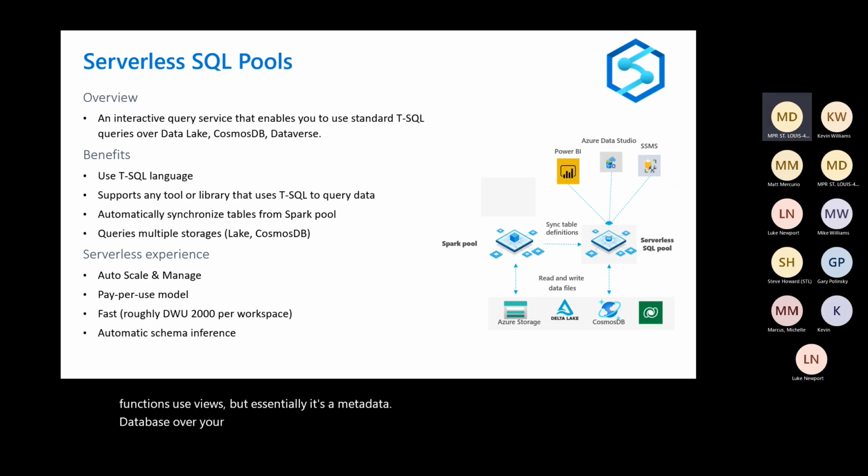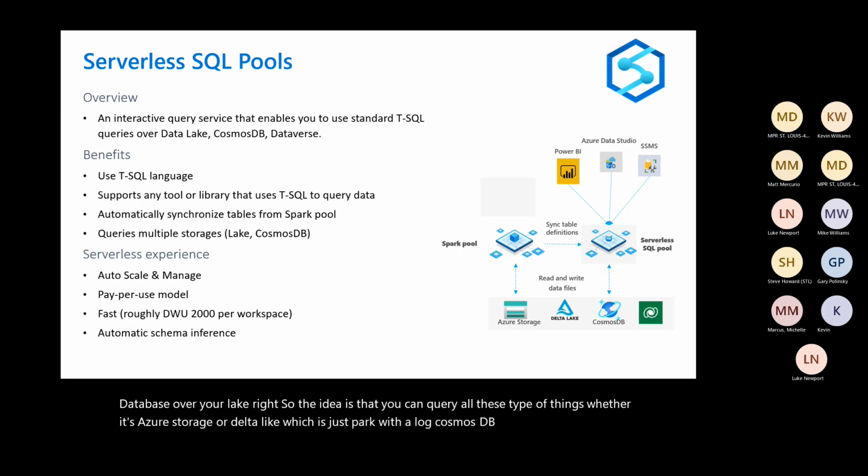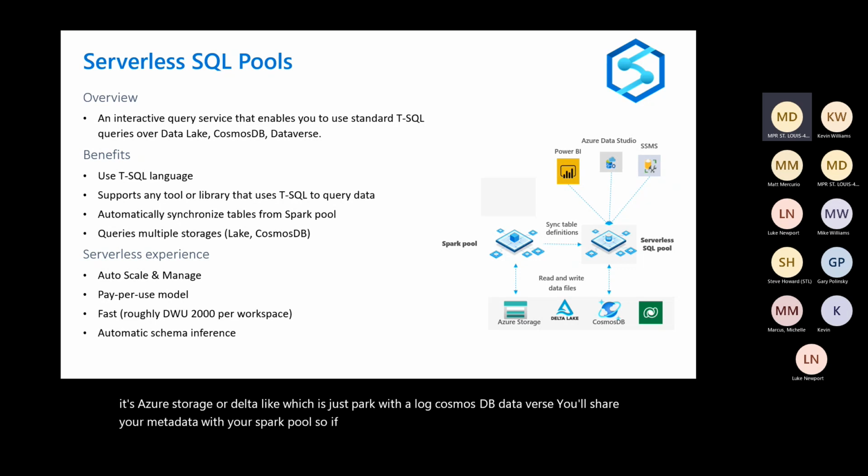So the idea is that you can query all these types of things with Azure Storage or Delta Lake, which is just Parquet plus the log, Cosmos DB, Dataverse. You'll share metadata with your Spark pool. So if you create a database in your Spark pool, you'll see it show up inside of your lake database. It auto scales, pay per use. It does automatic schema inference.